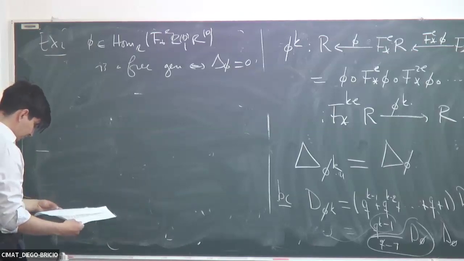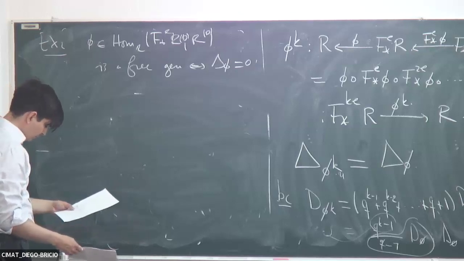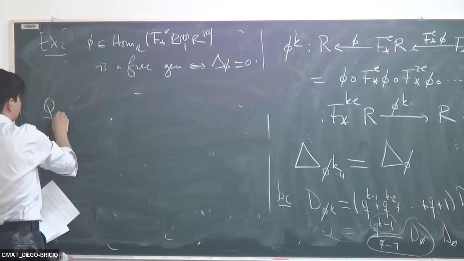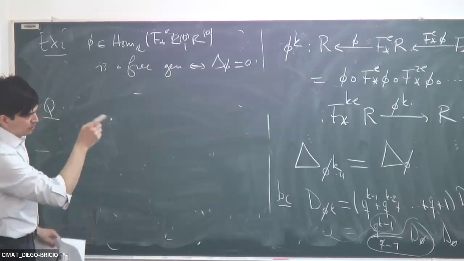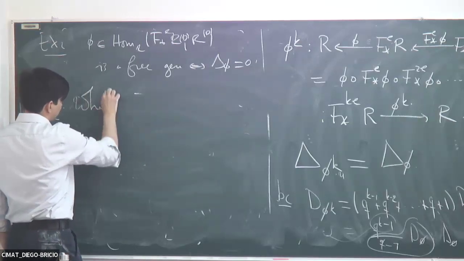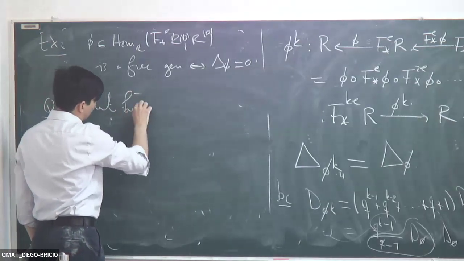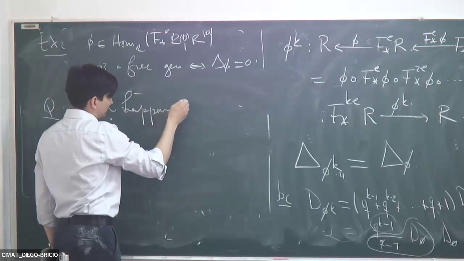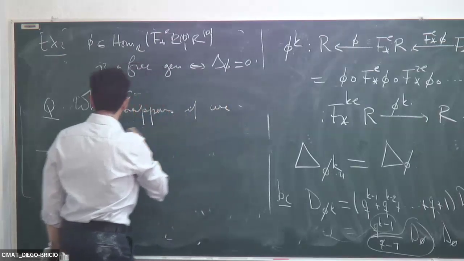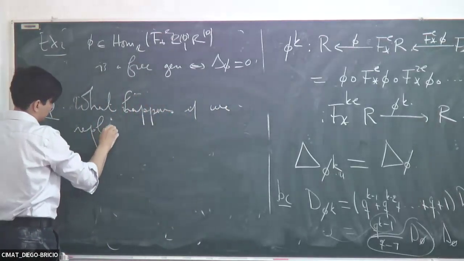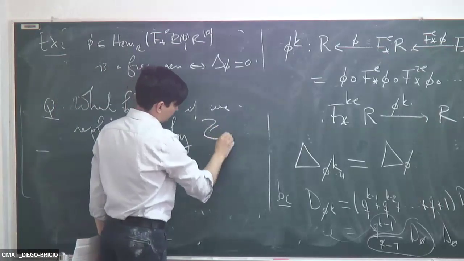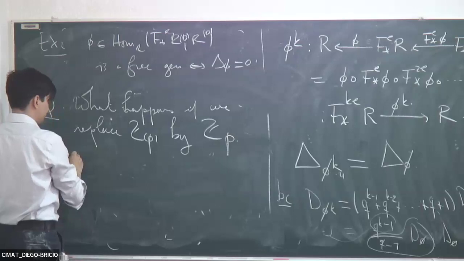Here I have a question for you, and it's an honest question. Actually, I don't know the answer. What happens if in the correspondence, let me just say what happens, I think this could be interesting actually, but I'm not sure what to say. What happens if we replace Z_p by the p-adic integers in the correspondence?